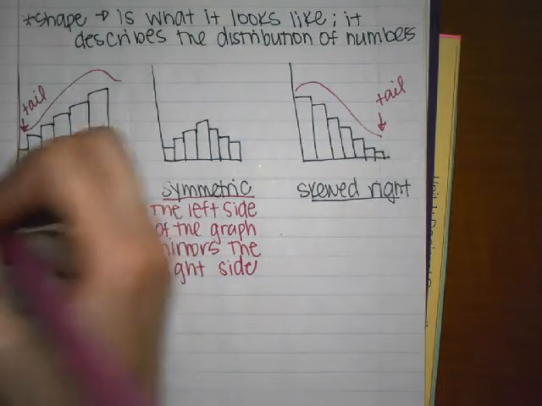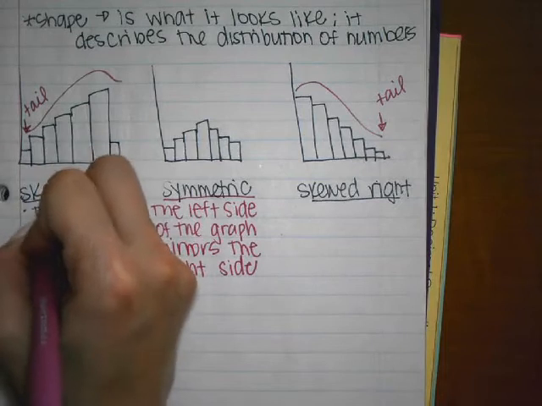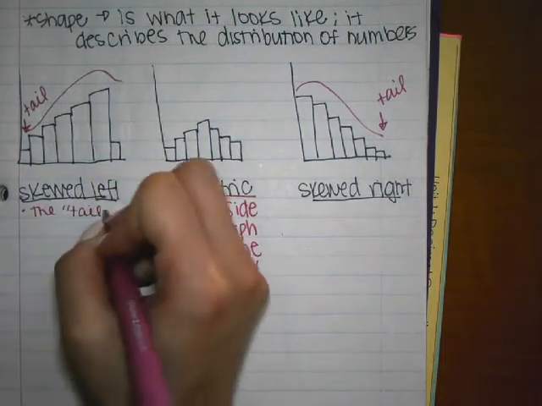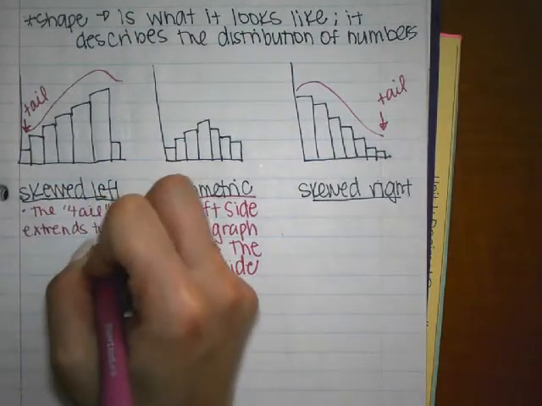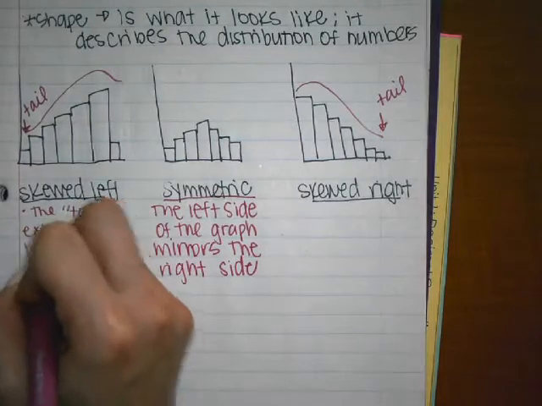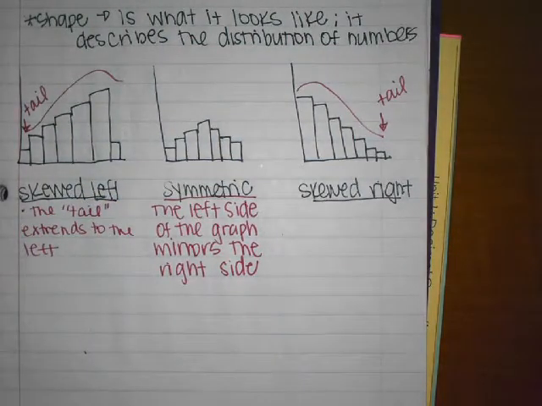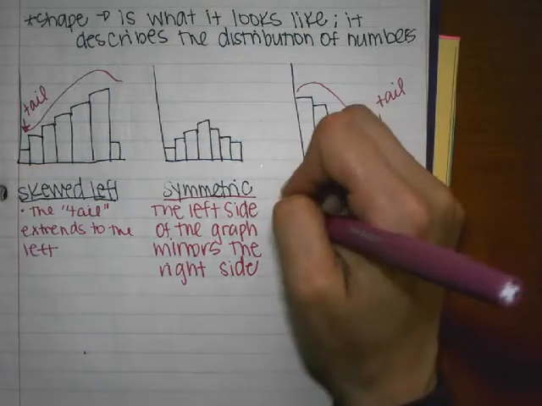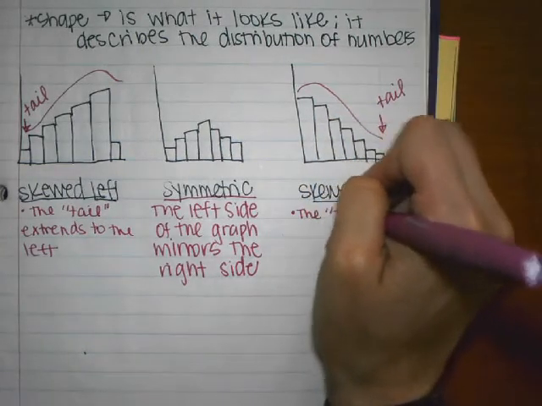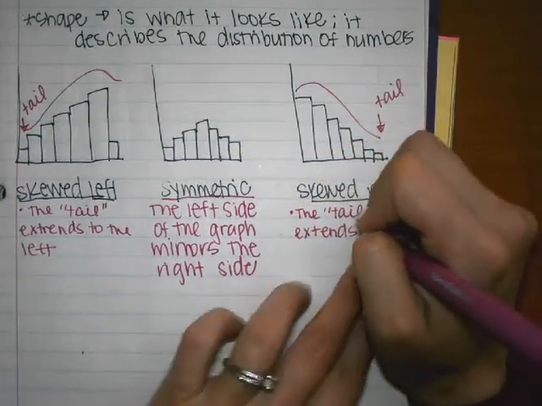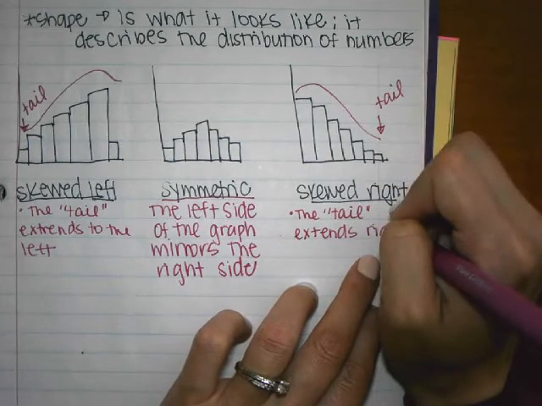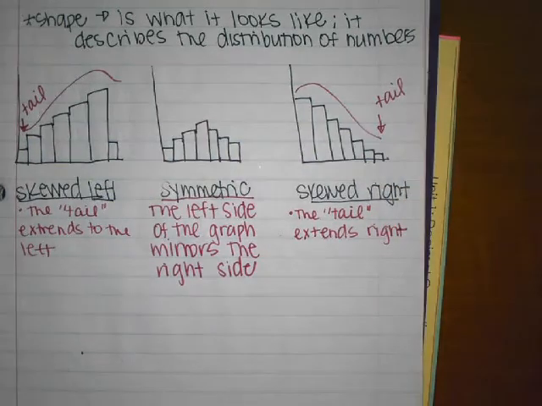Okay, so let's write that down. So the tail extends to the left. That's why it is skewed left. Or on the other side, the tail extends right. So it is skewed right. So wherever that tail is at, that's what signifies it's right or left.